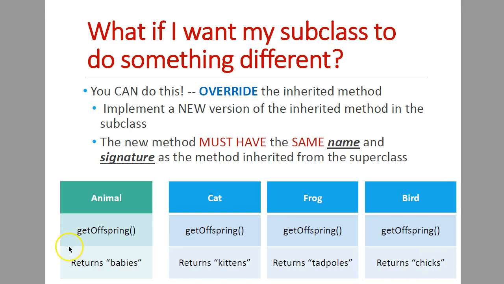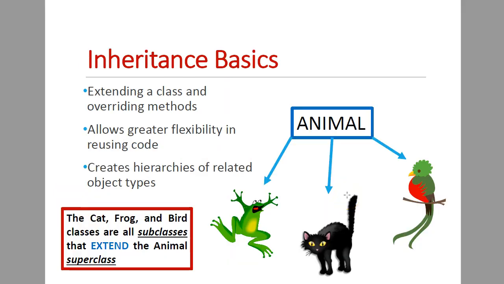Well, presumably Animal has some interesting functionality that each of these can inherit. Because if we just had getting the offspring and it was all different, that wouldn't be very useful. But we really assume that Animal has some interesting things that we're going to inherit and that we're overriding the getOffspring method here.